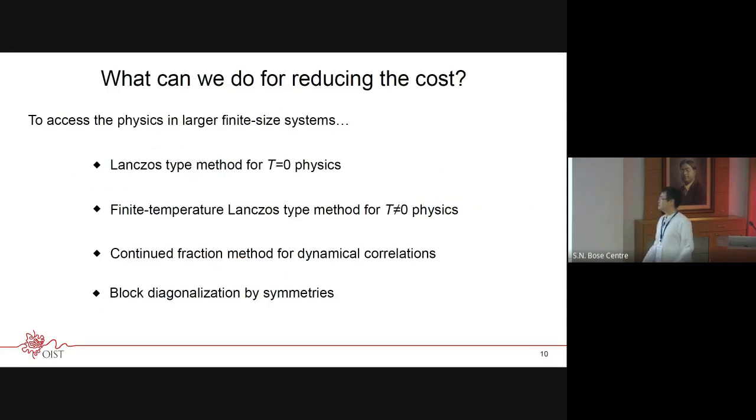So what can we do to reduce the computational cost within the ED method? To access the finite size systems, for example, we can use the Lanczos method for the ground-state physics, and we can also use the finite temperature Lanczos method for the finite temperature physics. We can also use the continued fraction method to evaluate the spin dynamics. And we can also use block diagonalization techniques by symmetry. I will talk about some details of these topics from now.